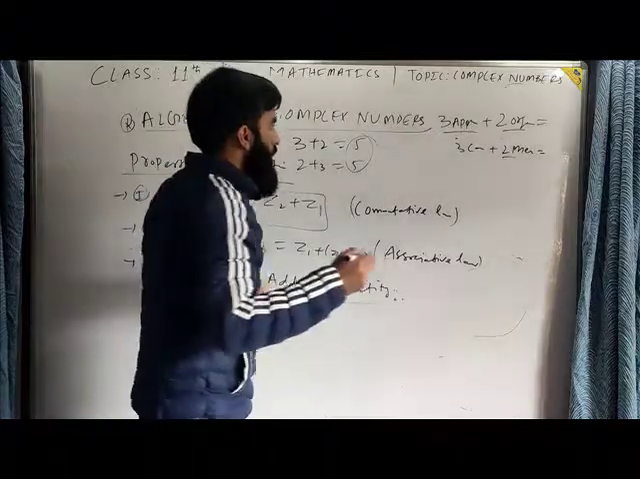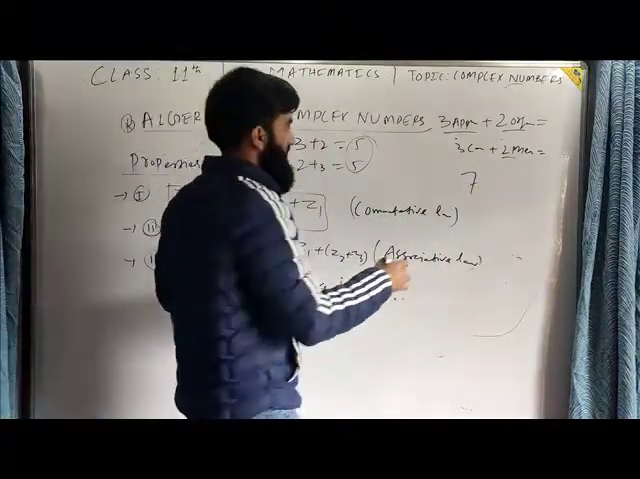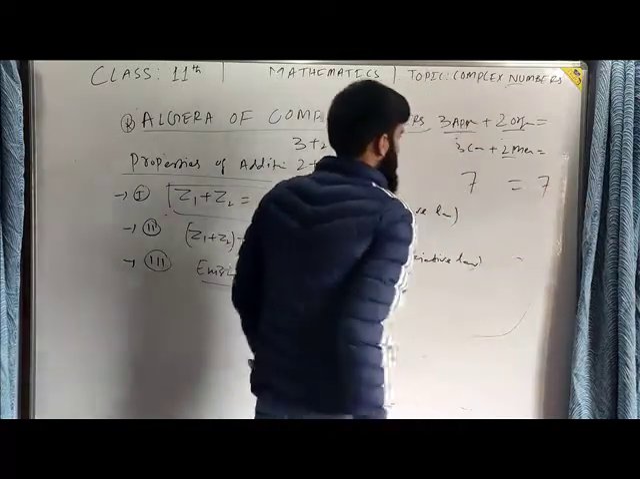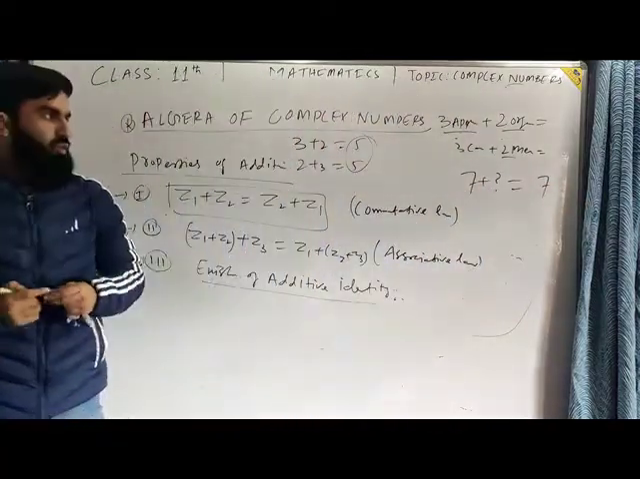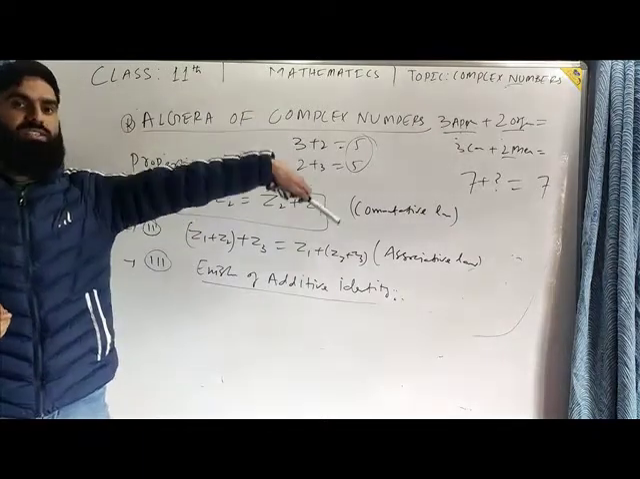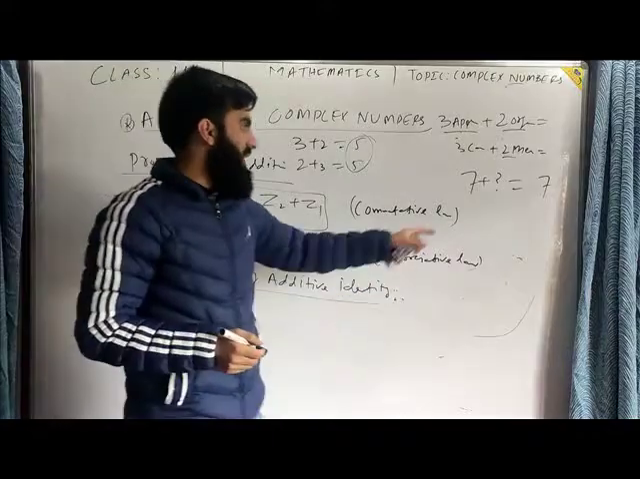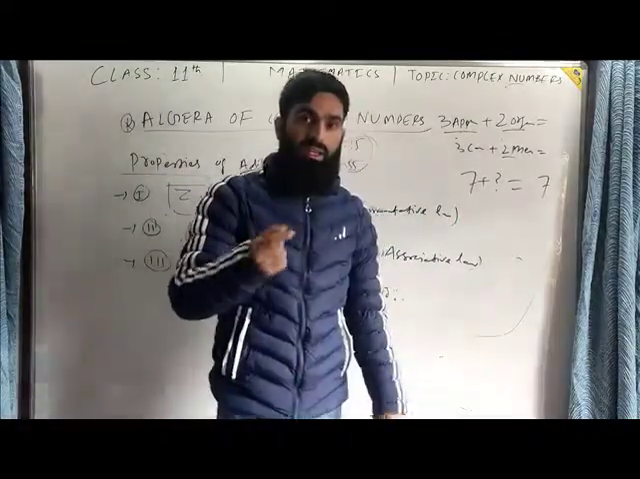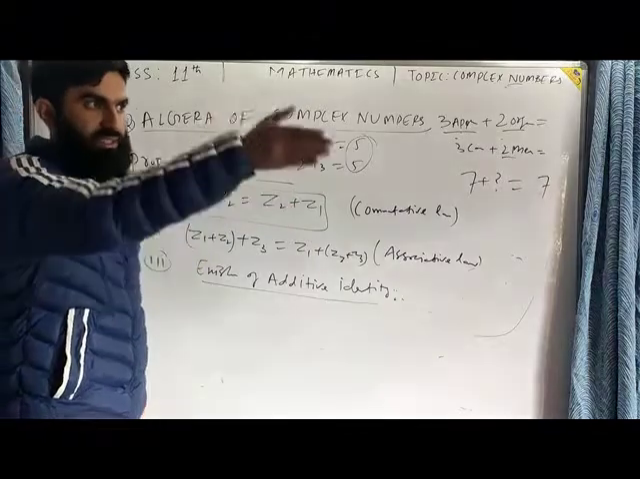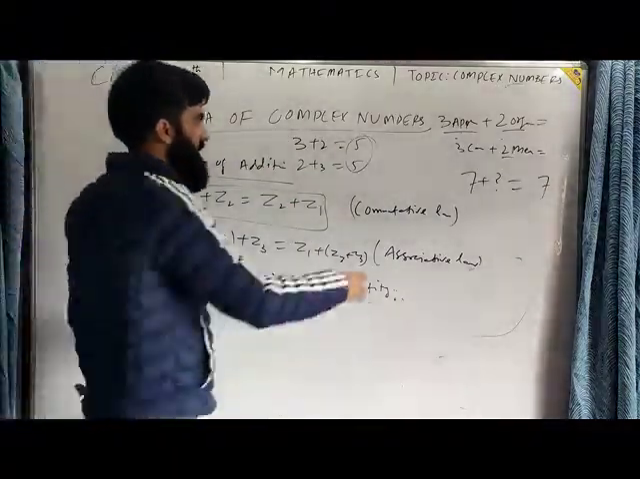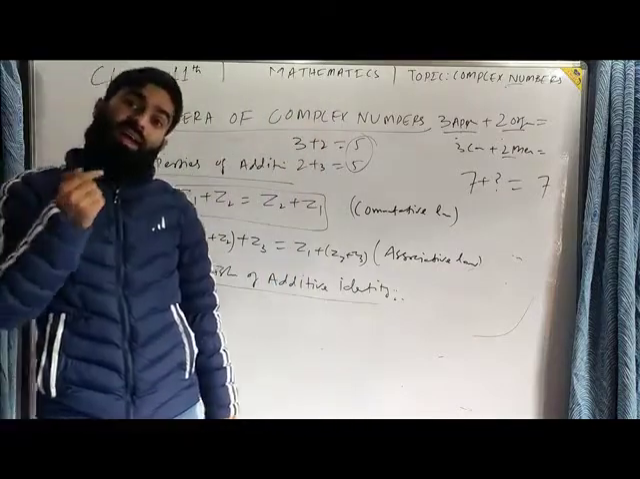For example, what will you add to 7 to get the same number 7? That is obviously 0. So you can add 0 to 7 and you will get the value 7. That means 0 is here the additive identity. Additive identity is that kind of an element which, when we add it to something, we get the same result back. So 7 plus 0 is basically 7. This is correct.